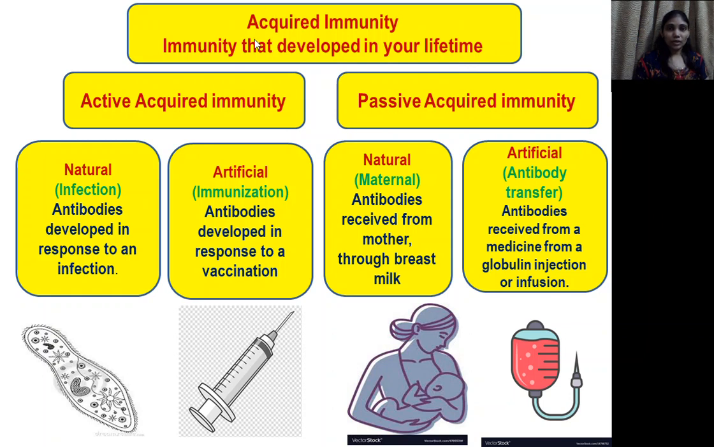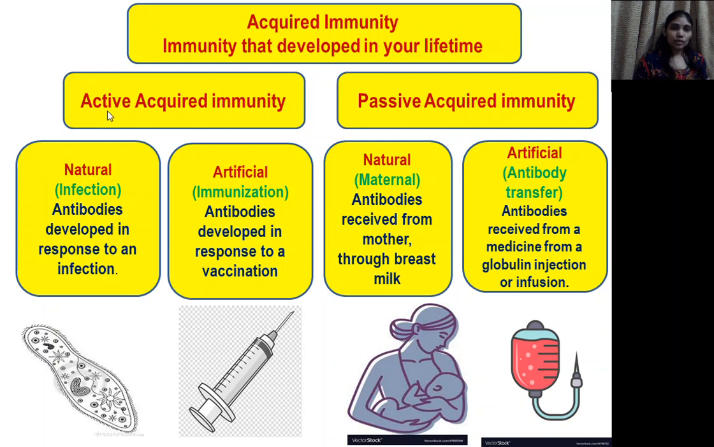Acquired immunity is divided into two types: active acquired immunity and passive acquired immunity. Active acquired immunity is further divided into two types, natural or artificial. Here also, passive acquired immunity is divided into two subtypes, natural and artificial. So let us see a short table of that.